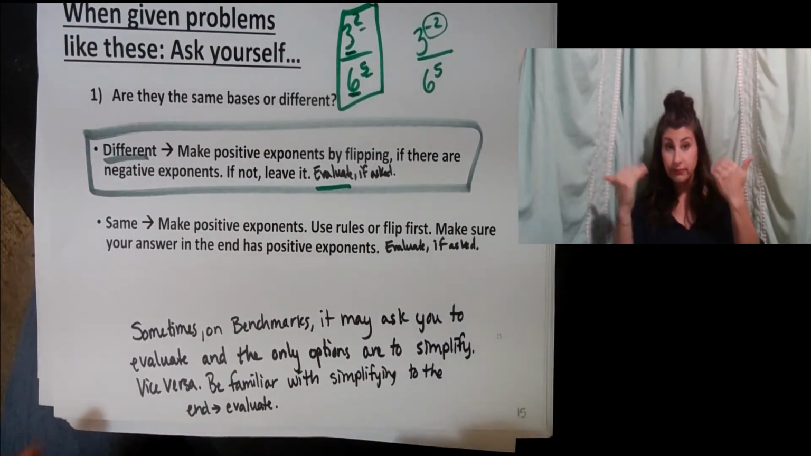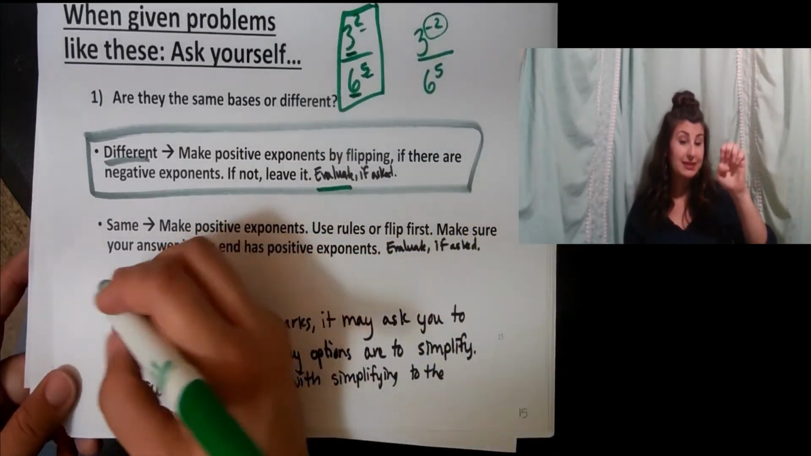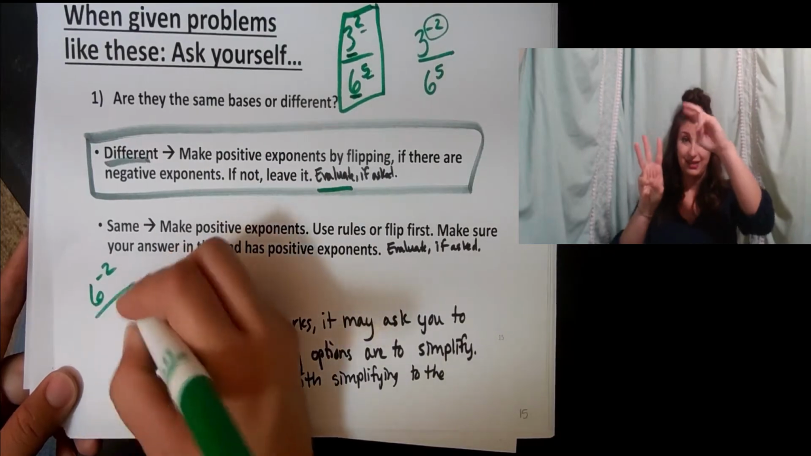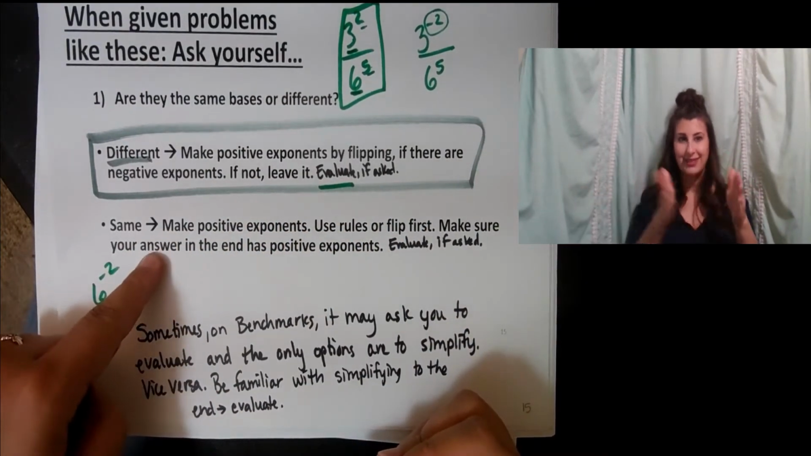All right. The next thing we are going to learn is what happens when they're the same bases. So what if I had 6 to the negative second over 6 to the third? What will we do there? That's what the next part is about.